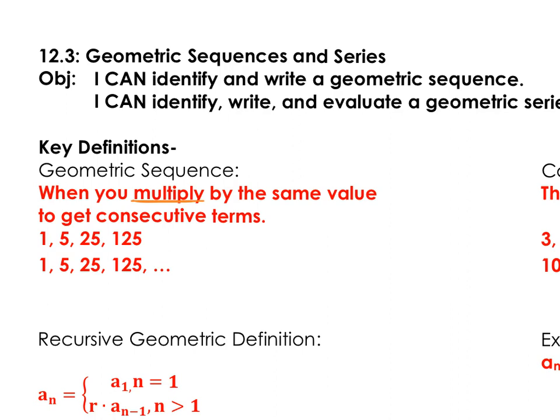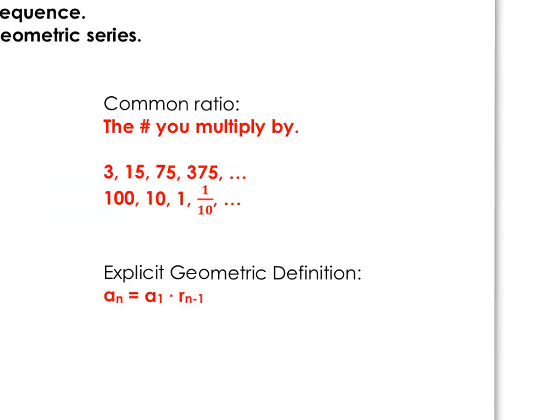If you have a pattern like 1, 5, 25, and 125, that would be a finite geometric sequence. You know the start and end value. Down below it, 1, 5, 25, 125, ... that means you have an infinite geometric sequence.